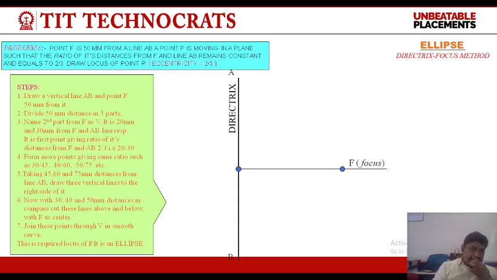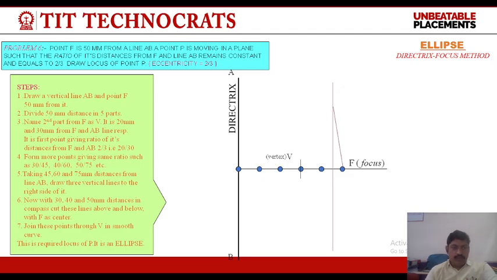Now 2 by 3 is the eccentricity, so 2 plus 3 is equal to 5. So divide this 50 mm into 5 equal parts. In 2 by 3, the 2 is the distance taken from the focus, and 3 is the distance taken from the directrix. The point at the second division from the focus is known as the vertex. Like this, this is the vertex.